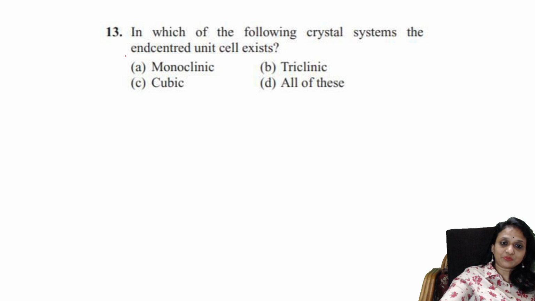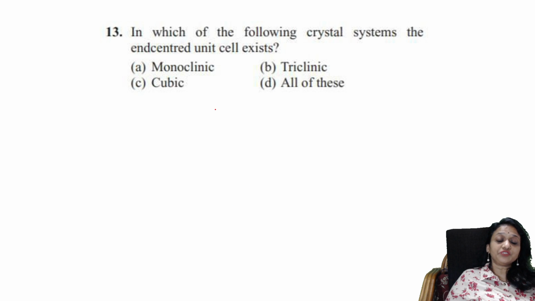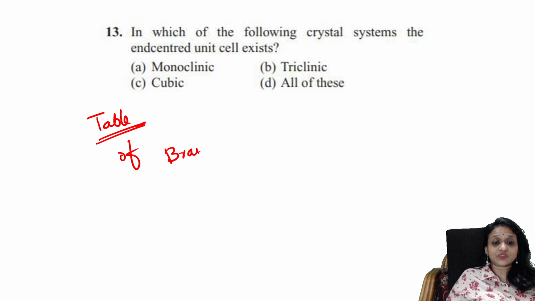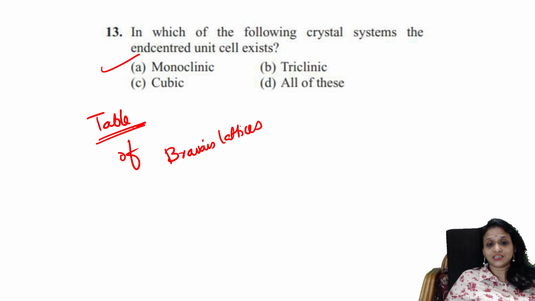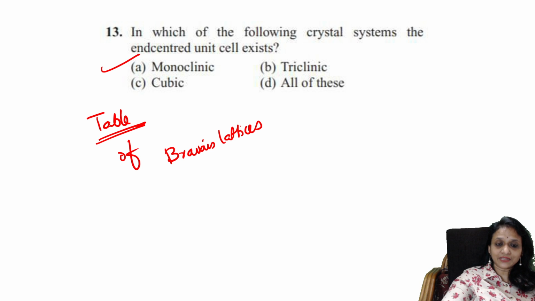Perfect. Question number 12. Sorry, oh, right, missed out. Question number 13. In which of the following crystal systems is the end-centered unit cell? Again, I'm telling you, students, please learn the table. Table of Bravais lattices is very, very important. Alright? Fine. So basically, 13th question: in which of the following crystal systems does the end-centered unit cell exist? Nothing but monoclinic. All right. So please read the table again.